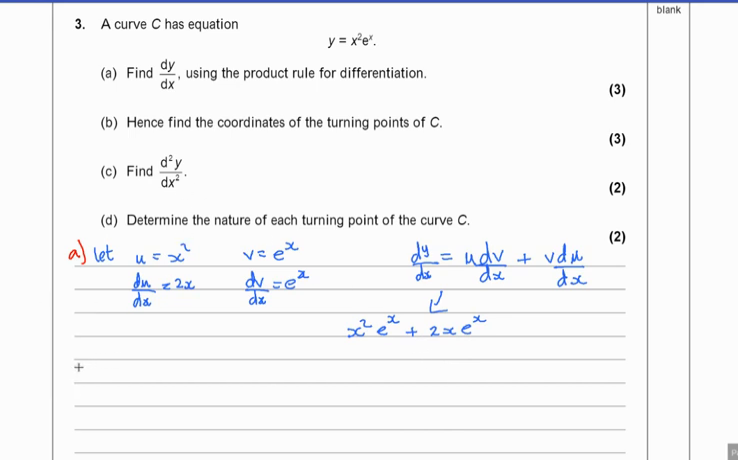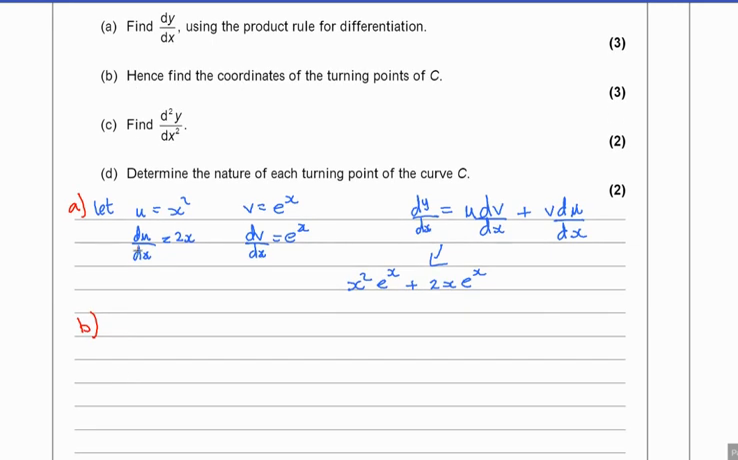Okay, part B, hence find the coordinates of the turning points of C. So we need our dy/dx to equal 0. So taking this expression, what I am going to do now is factorize this. I can see that I can factorize an x and I can factorize e to the x. So x e to the x, open bracket, x, because x times x gives you the x squared, plus 2, and then that equals 0.